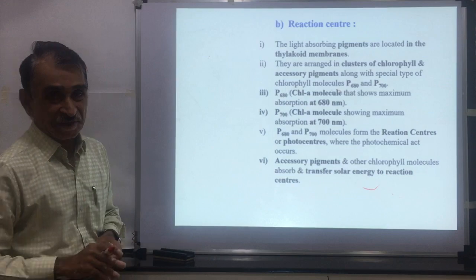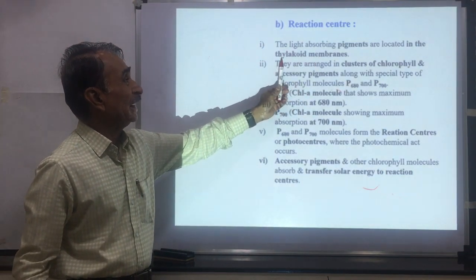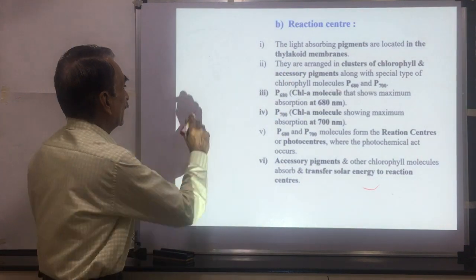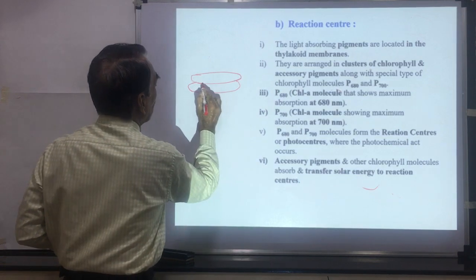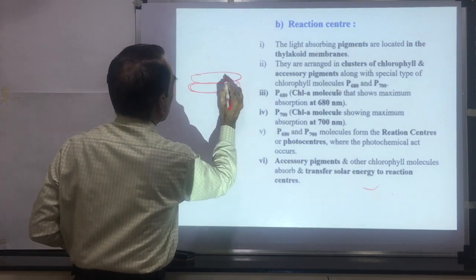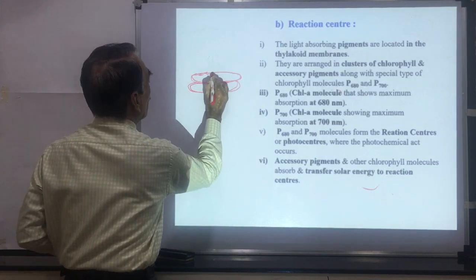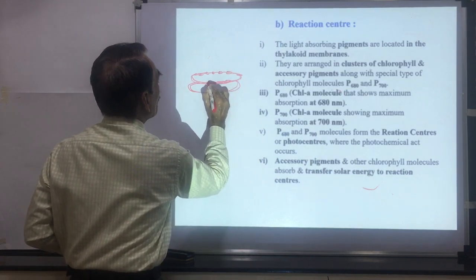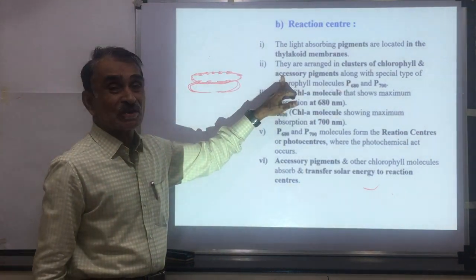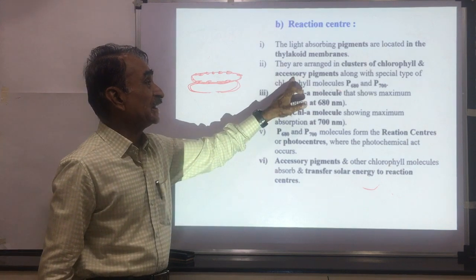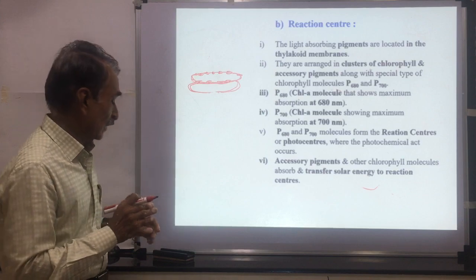Then, the reaction center. The light absorbing pigments are located in the thylakoid membrane. Just now we have seen that. Here this is a thylakoid, this is a granum, and in this granum these sacs are present. These are called thylakoids. In the membranes of thylakoids, photosynthetic pigments are present. They are arranged in clusters of chlorophyll and accessory pigments along with a special type of chlorophyll A molecule that we shall see.